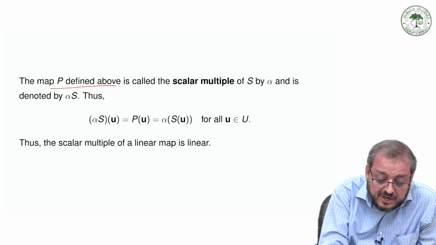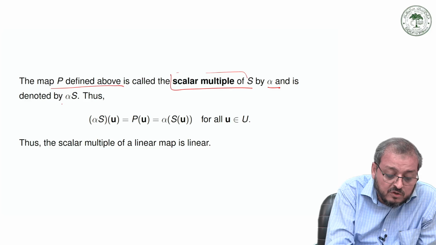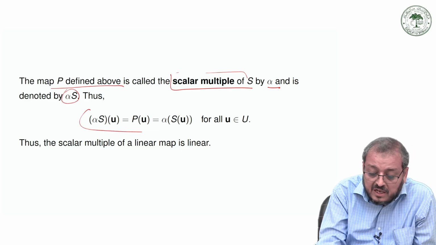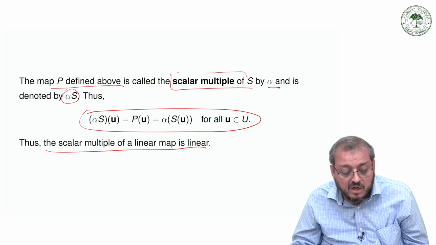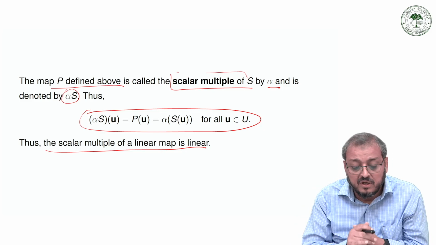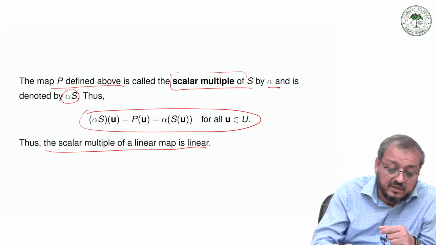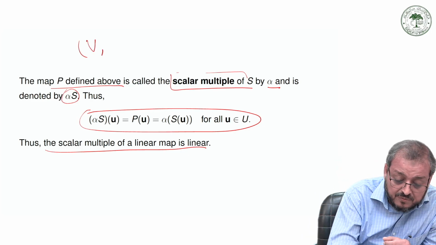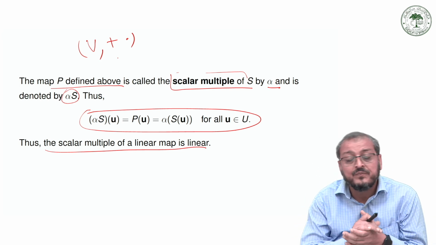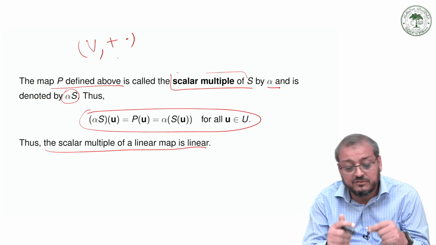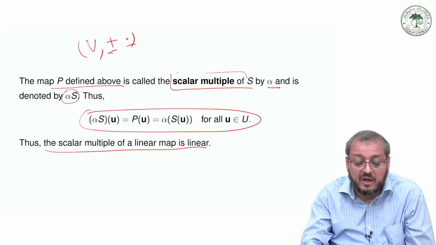The map p defined above is called the scalar multiple of S by alpha and is denoted by alpha S. So alpha S is defined in this form. This is scalar multiplication, and the scalar multiple of a linear map is a linear map. When we say vector space, we mean that under addition and scalar multiplication certain properties are satisfied. So first we need two operations, addition and scalar multiplication.